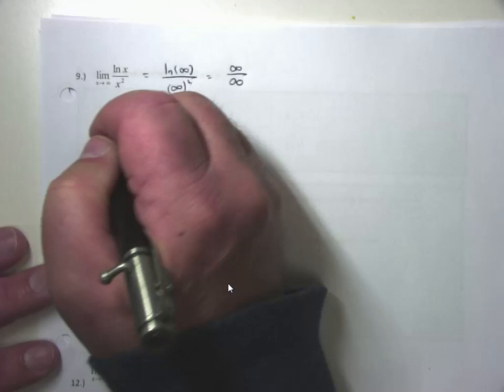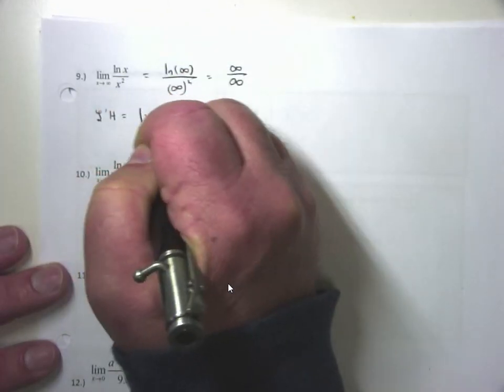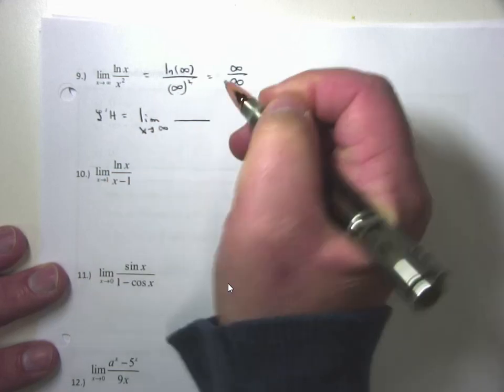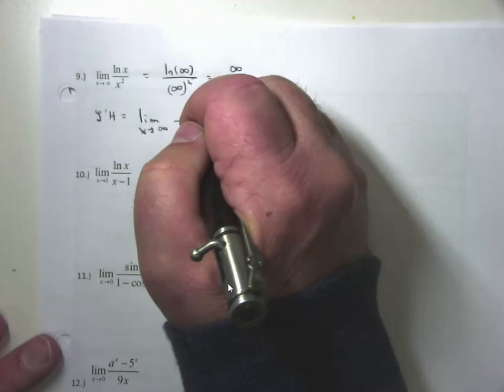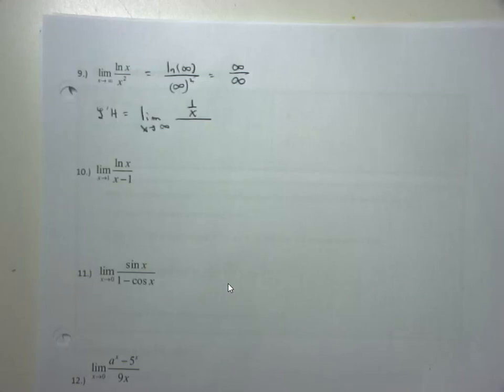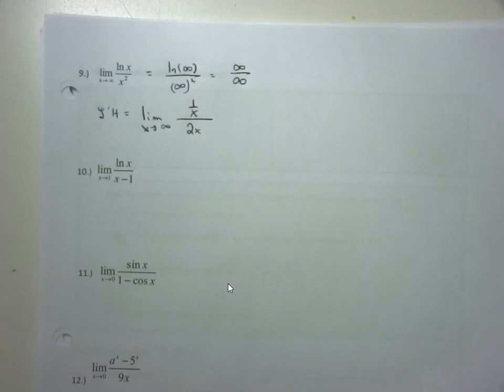So applying L'Hopital's rule, this is equal to the limit as x approaches infinity of, here we go. What is the derivative of the natural log of x? Have you got it memorized yet? 1 over x. What is the derivative of x squared? 2x. Do you guys remember what I said a few seconds ago about this L'Hopital's rule? You take derivative of the top divided by derivative of the bottom. And then, before you plug it in, you clean them up.